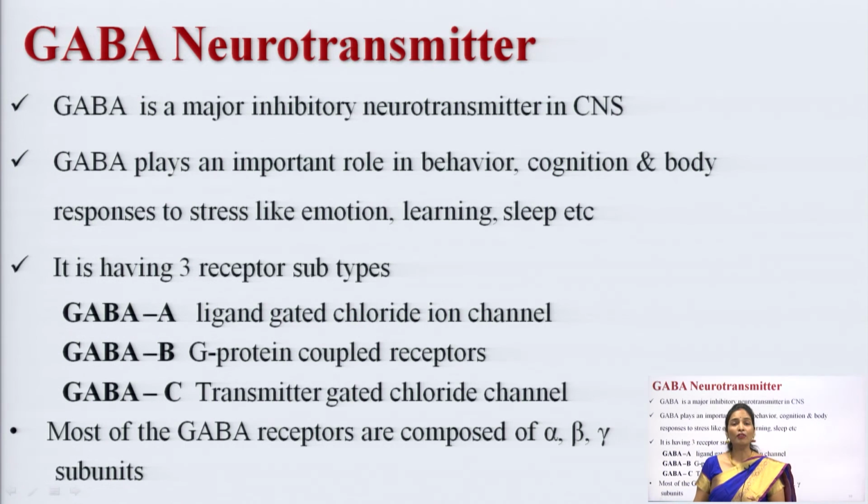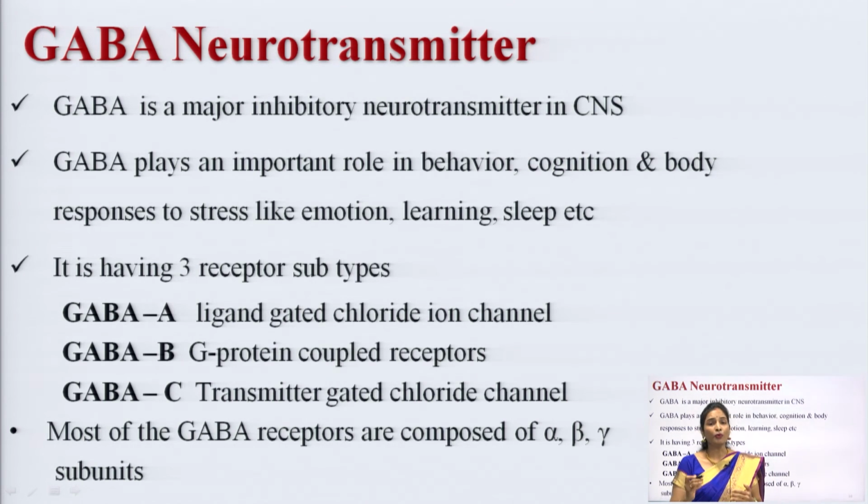Okay. So, now we will see some important neurotransmitters like GABA and glycine; both are inhibitory neurotransmitters. GABA is an inhibitory neurotransmitter present in the CNS, which shows inhibitory action. It plays a very important role in behavior, cognition, and responses to stress-like emotions, learning, and sleep.